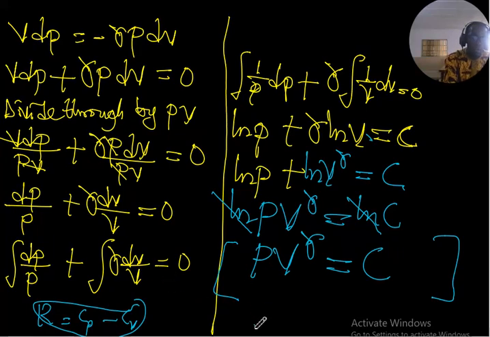So for an adiabatic process, you must know that Q equals 0 because no heat flows in or out of the system, and then you have this.